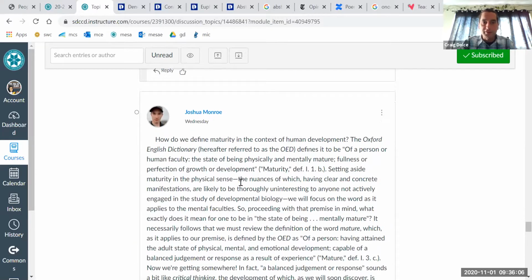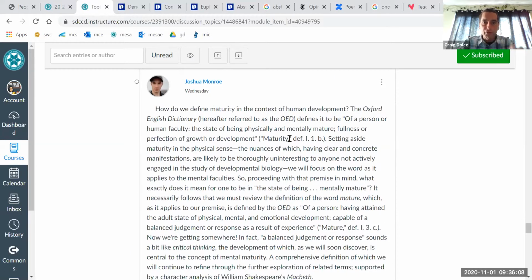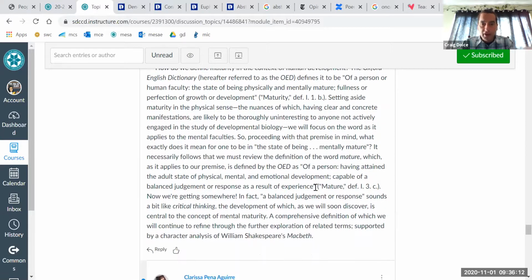Josh, nicely done as well. This idea of maturity, great job setting up the definition and citing it, right? Great job citing it again. Nice. I like how you look at the words specifically. I like how you emphasize critical thinking. Supported by, right, to refine our further exploration of related terms.